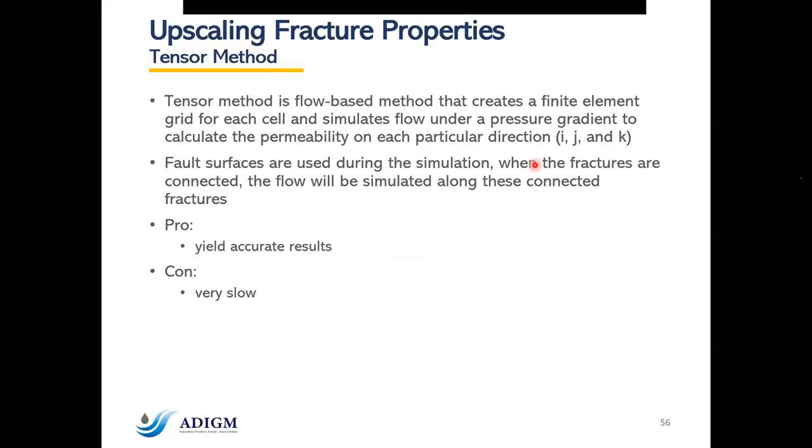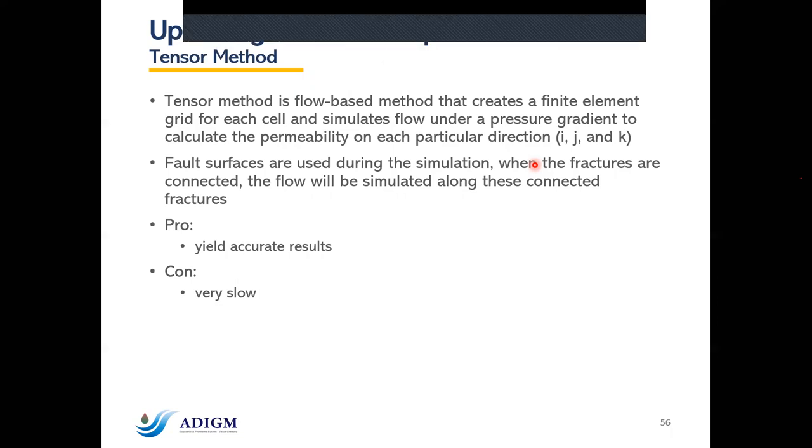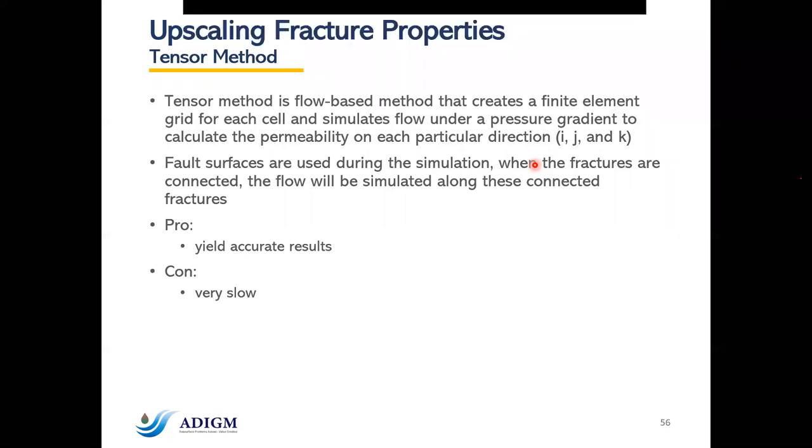The other method is the tensor method. It's a flow-based method that creates a finite element grid for itself and simulates flow under pressure gradients. So we can get the permeability in each direction. It's different from the Oda method. In this tensor method, it already takes into account the connectivity, so the result is pretty accurate. But the drawback is that it's very, very slow. One note on the Oda method: there has been a correction to the Oda method that also includes this connectivity. Some software already uses this corrected Oda method. So if we cannot use the tensor method because it's very slow, we can use the corrected Oda method, which is also quite good.